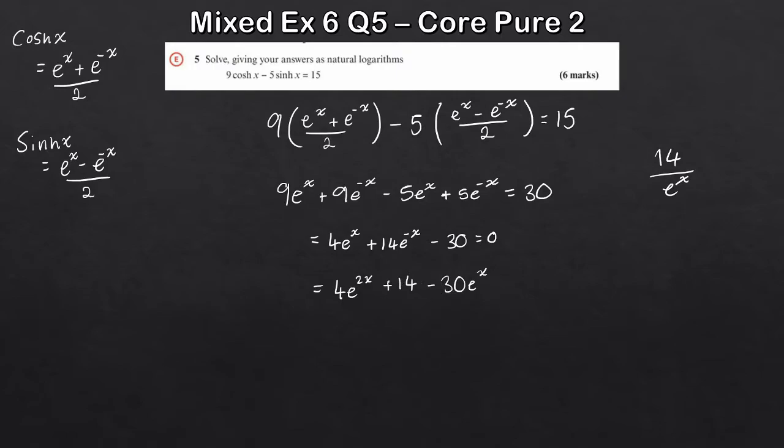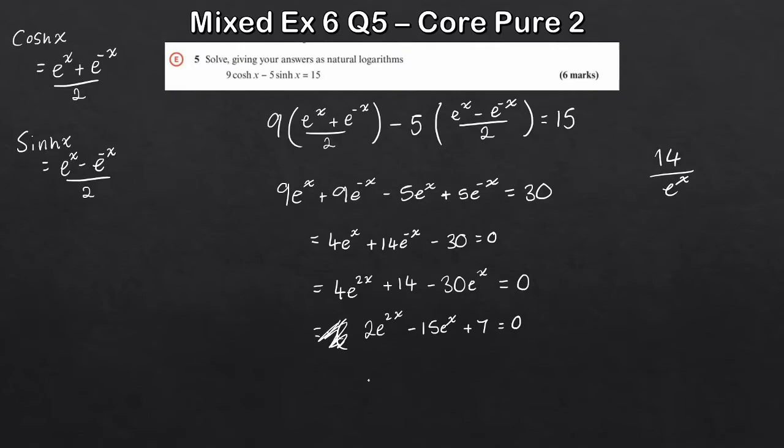Now at this stage, this is actually a quadratic that we can solve for. So this is still equal to 0. Before we factorise it, because everything is a multiple of 2, we can divide by 2. Now you don't have to divide by 2, but it just makes life a little bit easier. So that'd be 2e to the 2x, I'll put the minus 15e to the x first, plus 7 is equal to 0.